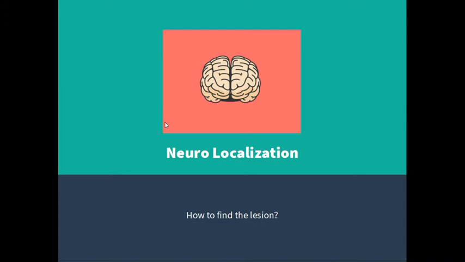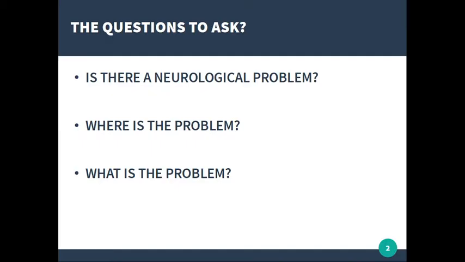Usually in neurology, you get a patient who presents with symptoms, and the job of the neurologist is to find the cause of these symptoms by finding the area where the damage has occurred. So the main questions we're going to ask in neurology are basically, is there a neurological problem in this patient? Where is the problem? And what is the problem?